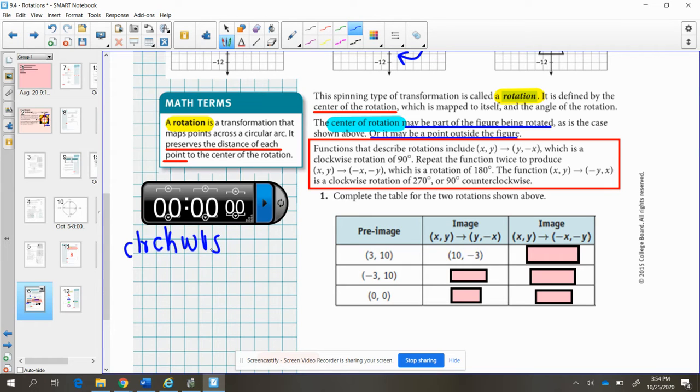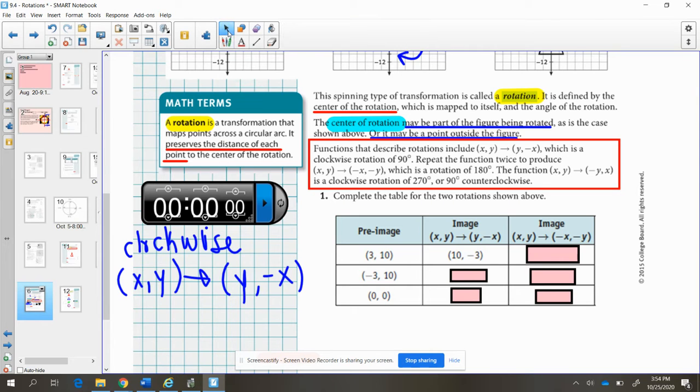A clockwise rotation is going to use the function rule x, y goes to y, negative x. So you're going to flip-flop the spot of your x and your y value, and whatever your x value was, you're going to change its sign. For instance, on these points, our pre-image is at 3, 10. We switched the order of them, and then whatever the x value was is now negative: 10, negative 3. This time the negative 3 became positive 3. And if you're rotating 0, 0, there's nothing really to switch around. It still just stays 0, 0.